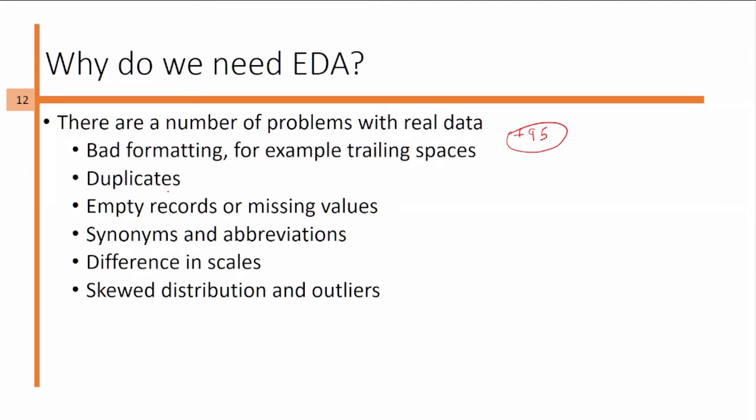You may have duplicates. You can have empty records or missing values, and you can have synonyms or abbreviations. This is very common when you are working with social network data. You'll have a lot of abbreviations, LOL and all those things, but the machine doesn't know them. So either you expand them or you use a standard abbreviation. And difference in scales: if different features have different scales, then those features which have a higher scale will weigh more on the bias.